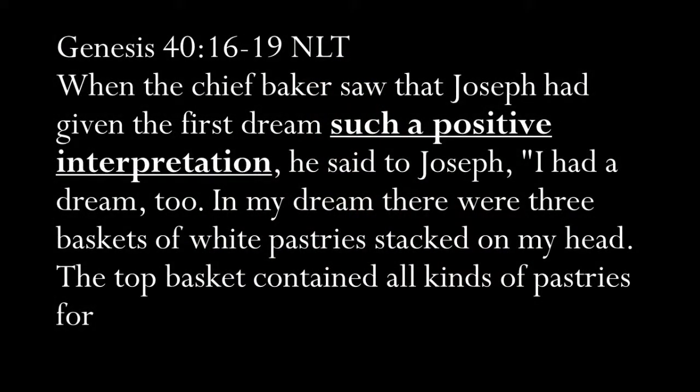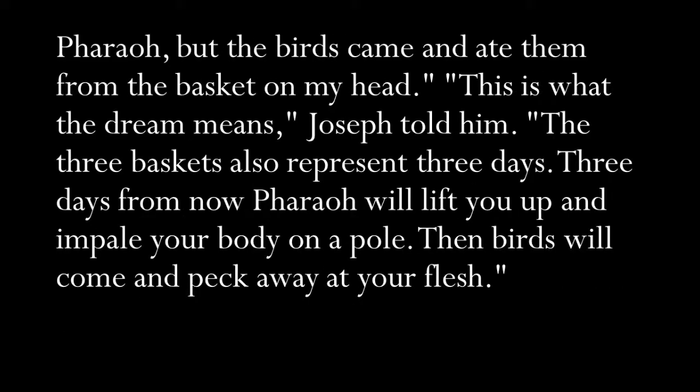"When the chief baker saw that Joseph had given the first dream such a positive interpretation, he said to Joseph, 'I had a dream too. In my dream there were 3 baskets of white pastries stacked on my head. The top basket contained all kinds of pastries for Pharaoh, but the birds came and ate them from the basket on my head.' This is what the dream means," Joseph told him.